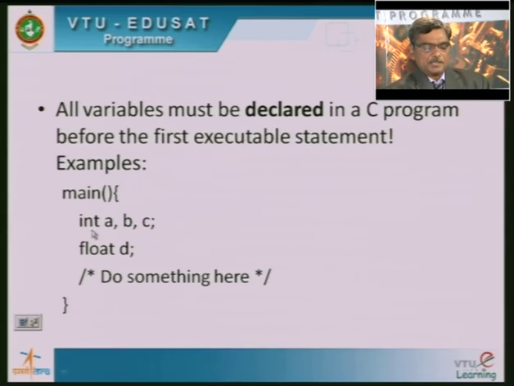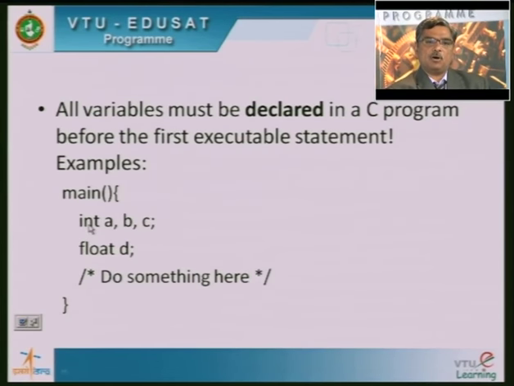In this example you observe int a, b, c. In a single statement you have used many variables separated by commas. The statement ends with a semicolon, which means this line is over; that is the declaration. You have declared one more variable, float d semicolon, which means d is a floating variable and a, b, c are integer variables. All variables must be declared in a C program before the next statements, which we call executable statements.